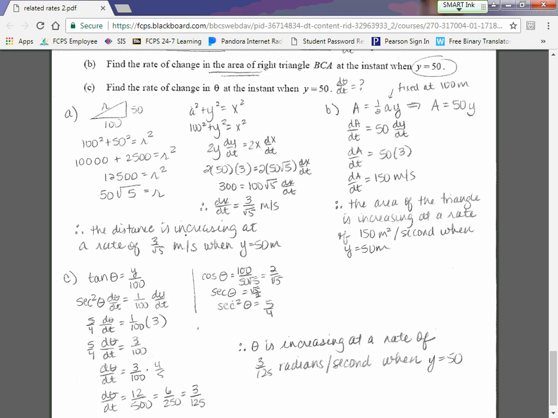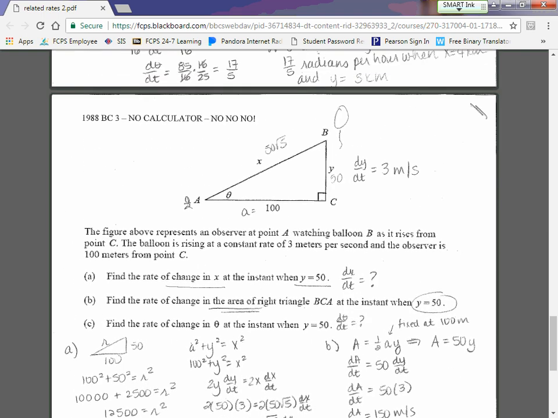Great question. So for this particular problem, guys, quiet down, please.